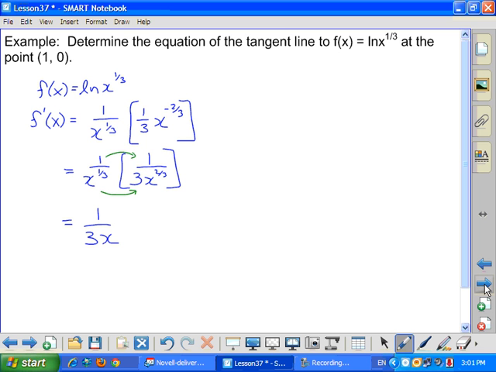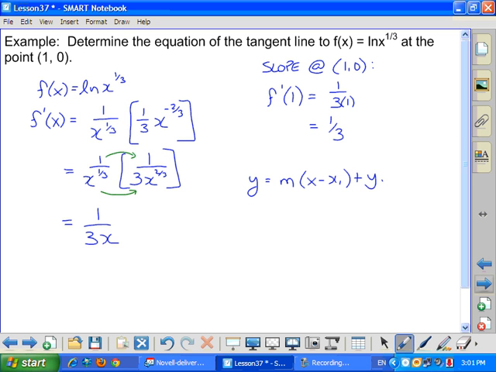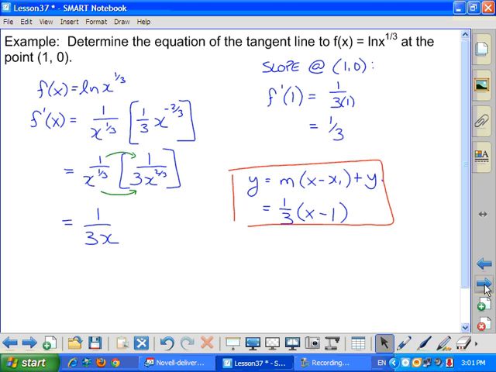So moving back over here, what's the slope? The slope at the point (1, 0), so f prime of 1. We're looking for the slope at x equal to 1. It'd be 1 over 3 times 1, so it'd be 1/3. So there is the slope. Using our equation of a line, we have our x and y value, so we can just plug it in. So y equals 1/3 times (x minus 1) plus 0. So there is the equation of your tangent line, right there.